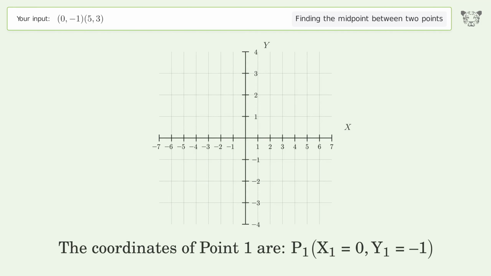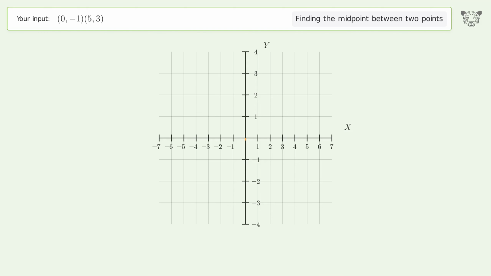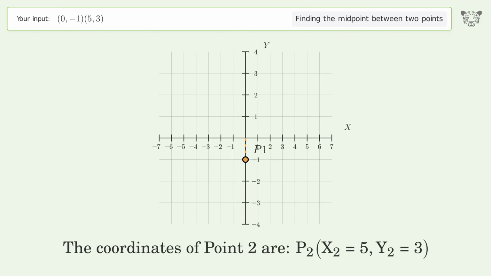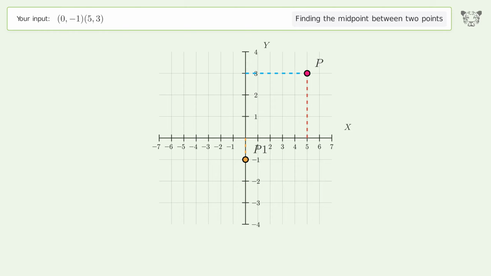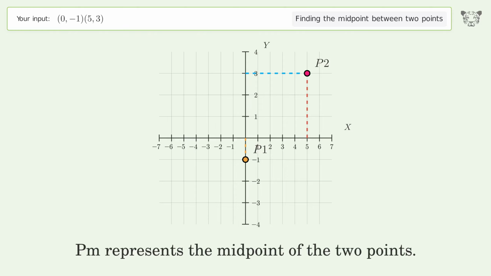The coordinates of point 1 are x1 equals 0, y1 equals -1. The coordinates of point 2 are x2 equals 5, y2 equals 3. PM represents the midpoint of the 2 points.